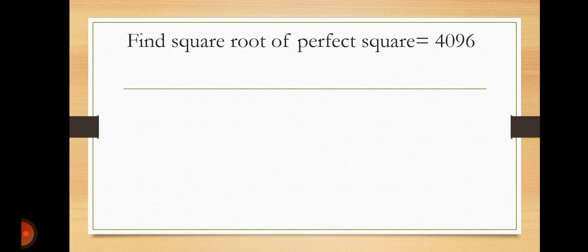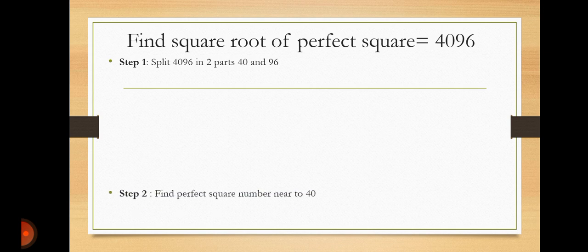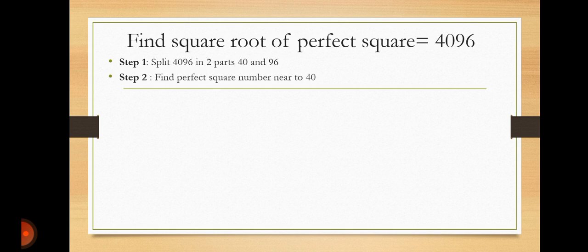One more sum to go. Find the square root of a perfect square 4096. Now over here the first step is we will split the number into two parts, 40 and 96. Now we will find out the perfect square near to 40, which can be either 6 square, which is 36, or 7 square, which is 49. But the option of 7 square is ruled out because 49 is greater than 40. So we got our first digit, that is 6.